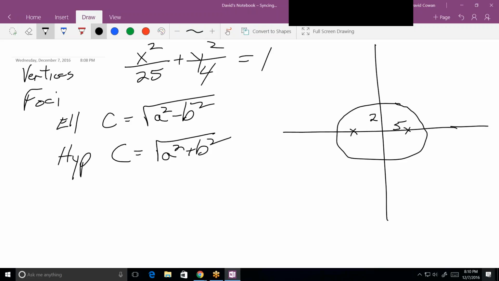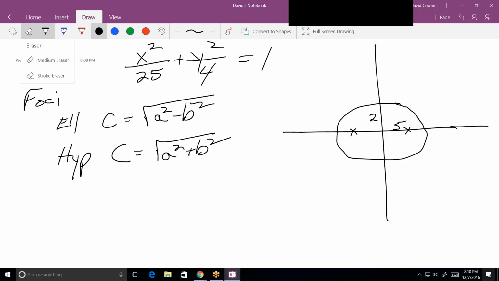Now, the biggest difference is, notice for an ellipse, A has to be bigger than B, otherwise you'll be taking the square root of a negative number. For a hyperbola, it doesn't matter if A is bigger than B or not. That's one way to keep track of the difference. If you know that for ellipses A has to be bigger than B, then you know it's going to be A squared minus B squared. Okay. So what is C equal to with our equation?